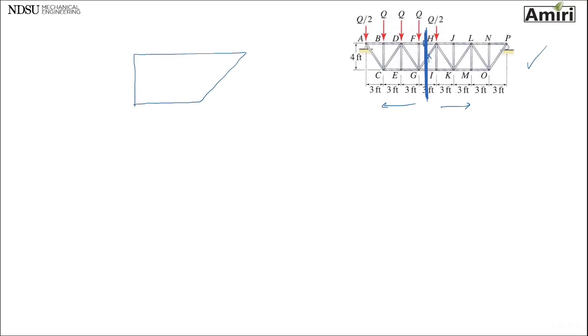Okay, this is point H. Point H, this is point P, this is point O, this is point I. Okay, so it was kind of like this. Point G, point F, but those I've cut, so they don't exist.